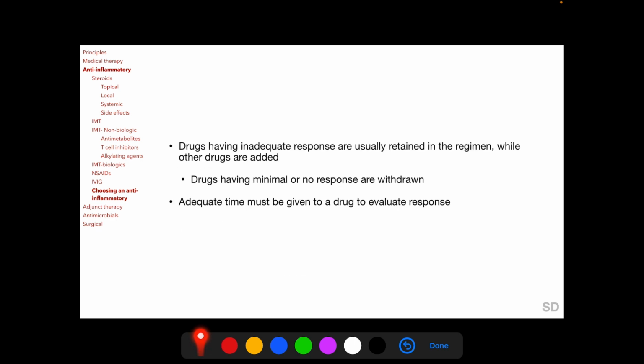Now, in this protocol, if a drug has a suboptimal response, it is usually retained in the regimen while another drug is added. But if the drug has minimal or no response, it is withdrawn from the therapeutic regimen. However, each drug should be given adequate time to demonstrate its response before its efficacy is evaluated, because as we have seen, antimetabolites may take weeks to months to start taking effect.